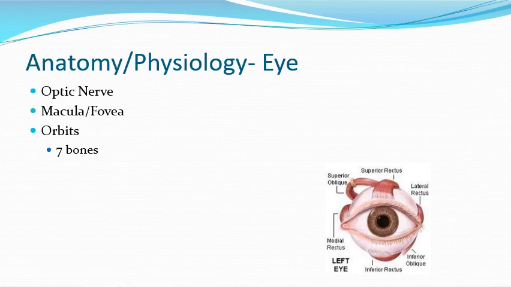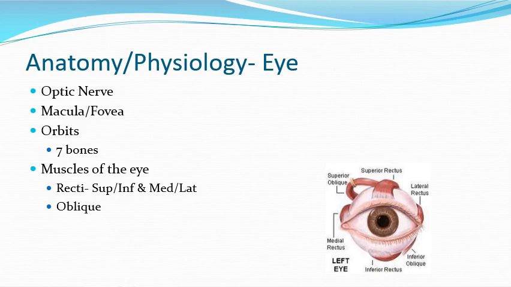When we're looking at the orbits, the orbits are the bony area that the eye rests in, and the orbit is made up of seven different bones coming together. You have the frontal bone, the zygomatic bone, the maxillary bone, the ethmoidal bone, the sphenoid bone, the lacrimal bone, and the palatine bone. They all come together to form the orbits. Then you have the muscles of the eye.